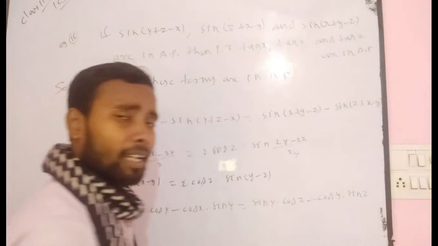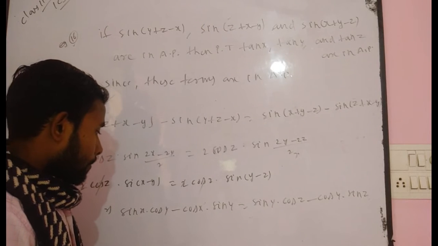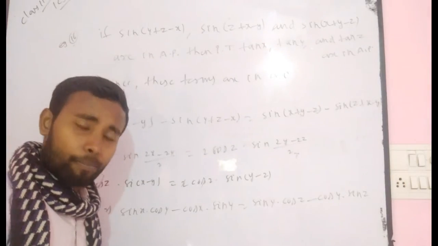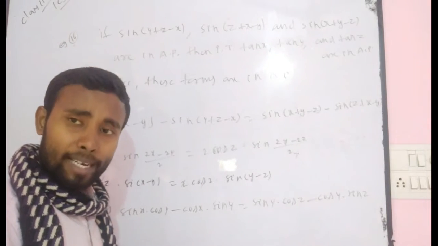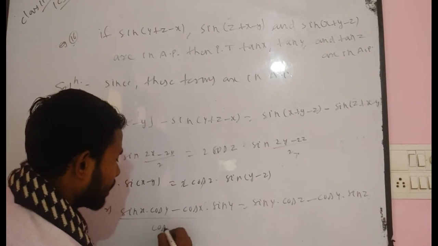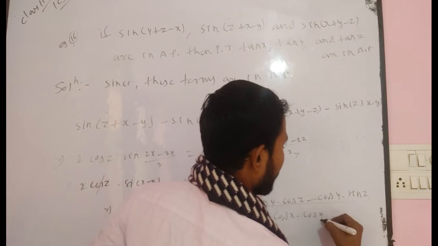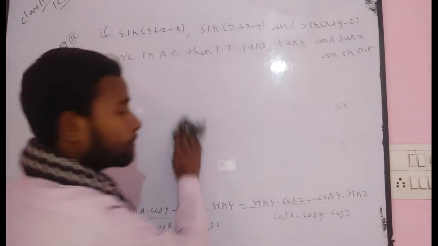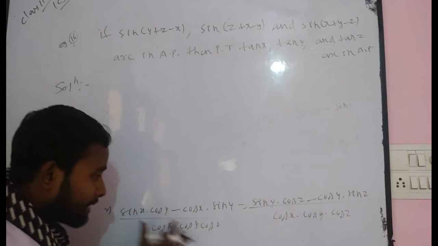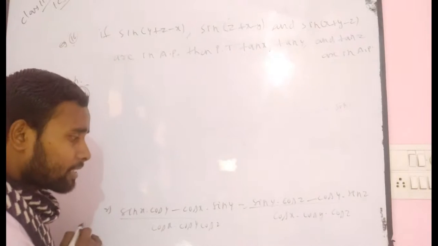Can you write it? After dividing on both sides by what? Cos x, cos y and cos z. If you divide the whole expression, that means LHS and RHS both sides, by cos x, cos y and cos z, you got cos x into cos y into cos z. Can you write it? After splitting into terms, you get this term by this.